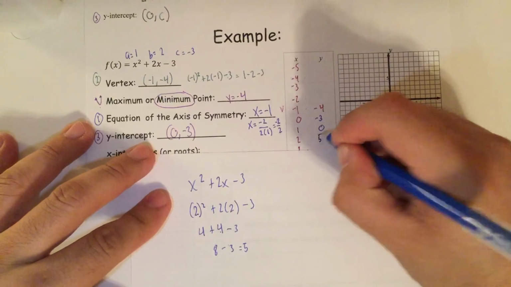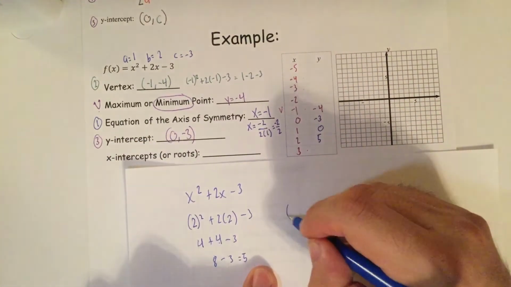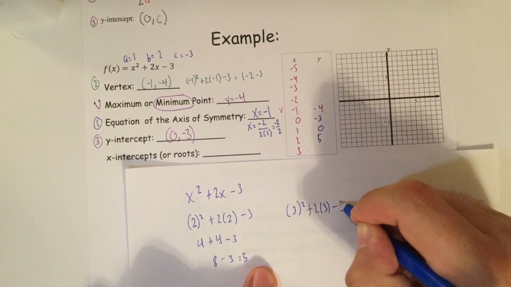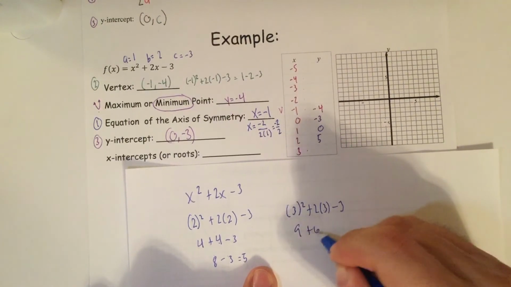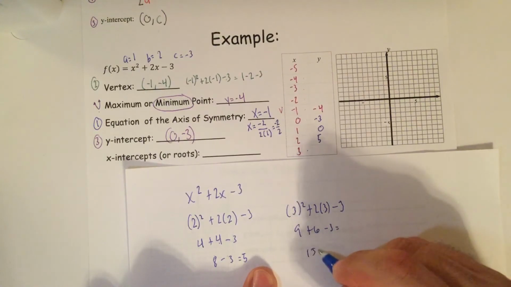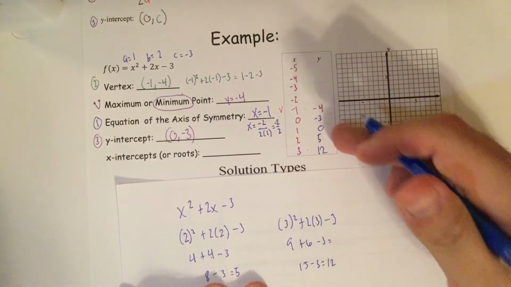All right, and let's go for the next one. So this one with a 3. So we have, and I'll just write this one out, 3 squared plus 2 times 3 minus 3. So 3 squared is 9. 2 times 3 is 6. And we get 9 plus 6, which is 15, minus 3, which is 12. And from this point, it does go off, but I just finished.